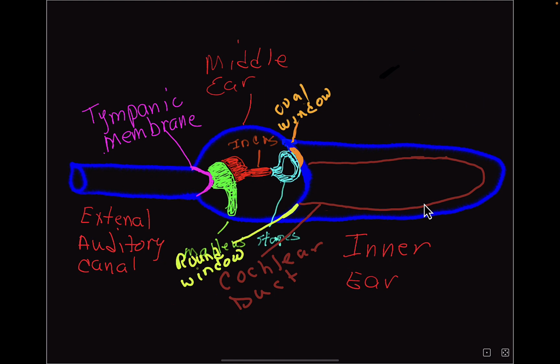Okay, so what I've added here is what's referred to as the oval window. And the oval window right here is the area between the inner ear and the middle ear. So you can see right in this area, this is the oval window. And then right here, this is what's referred to as the round window. And so you can see the round window right in this area here. And then the cochlear duct is here in red.